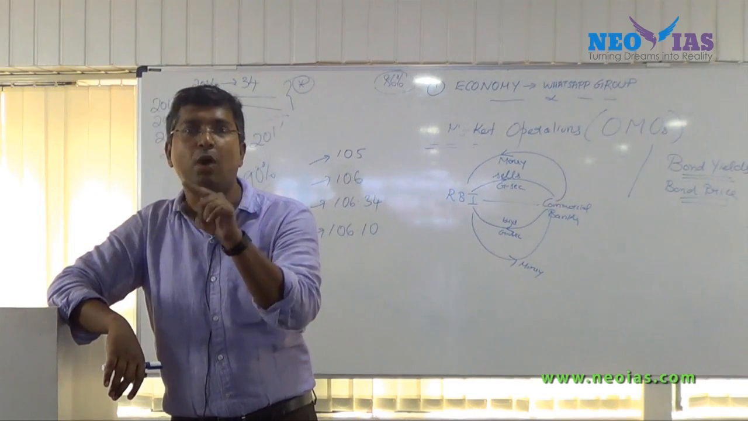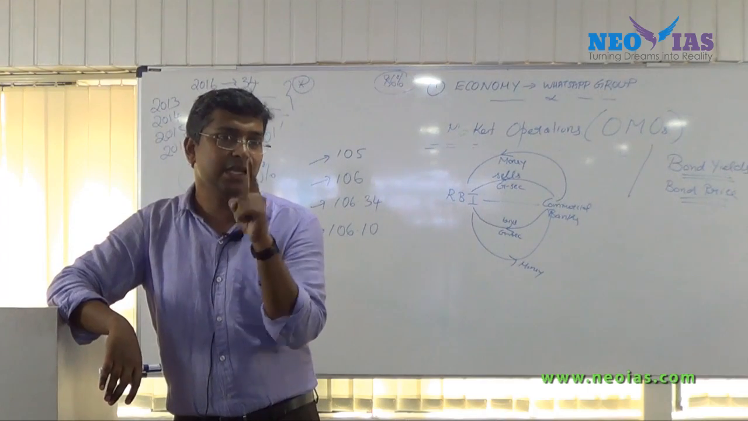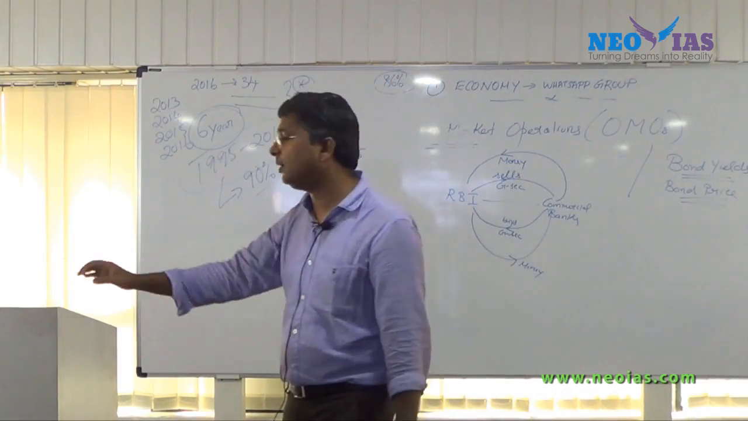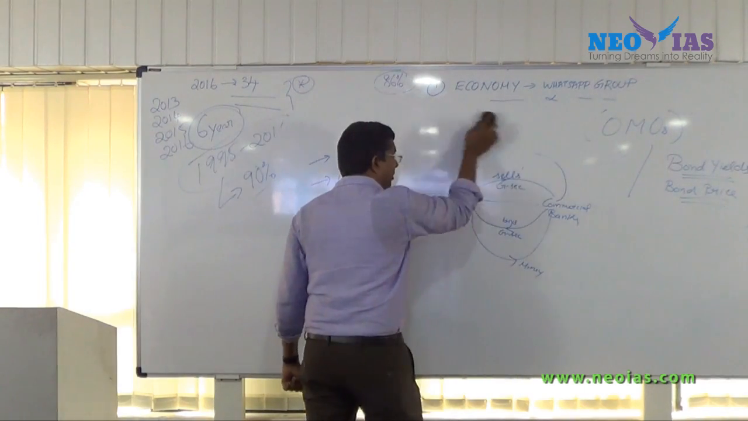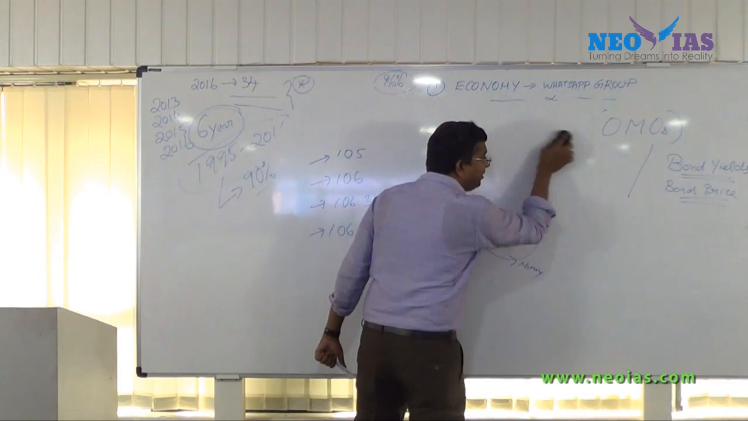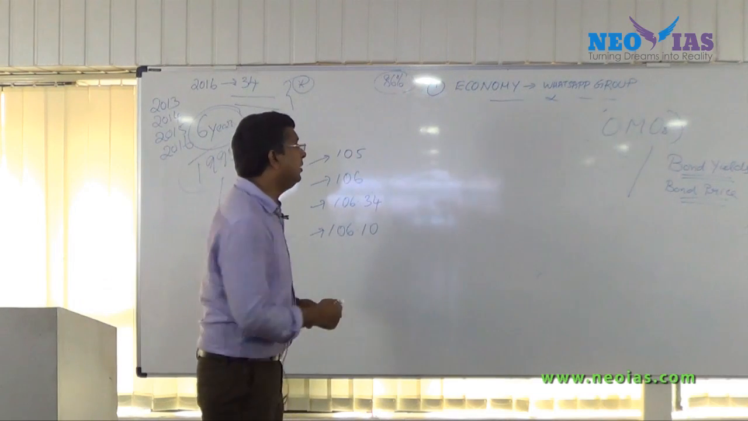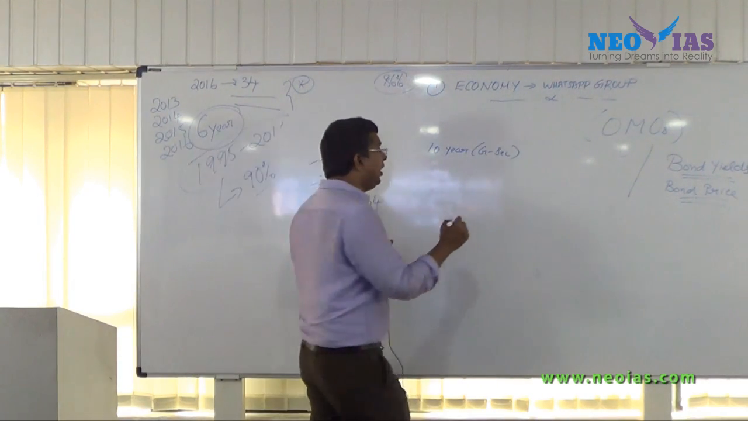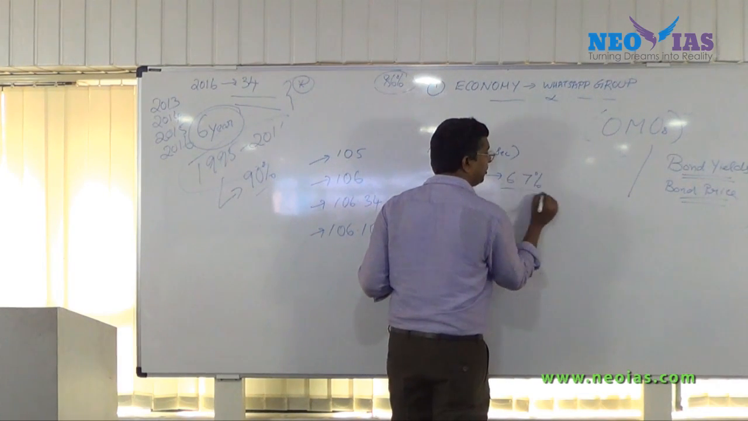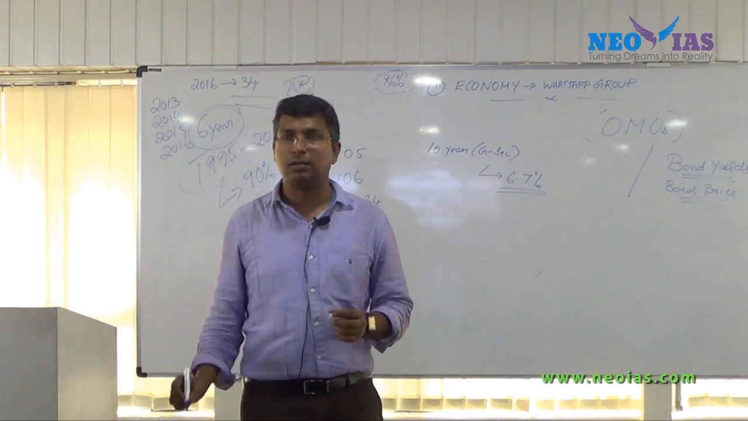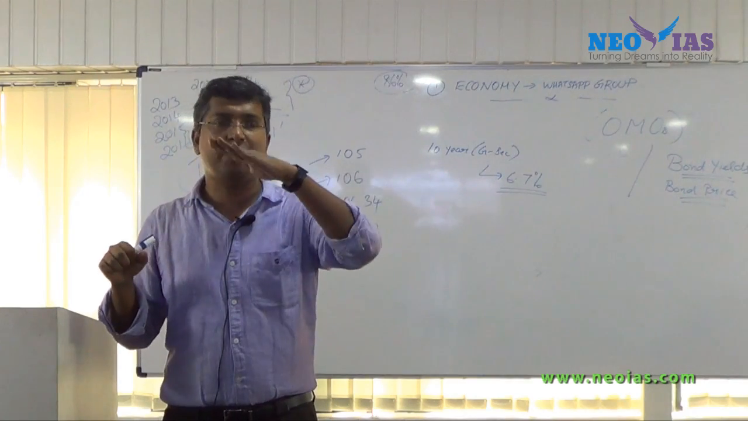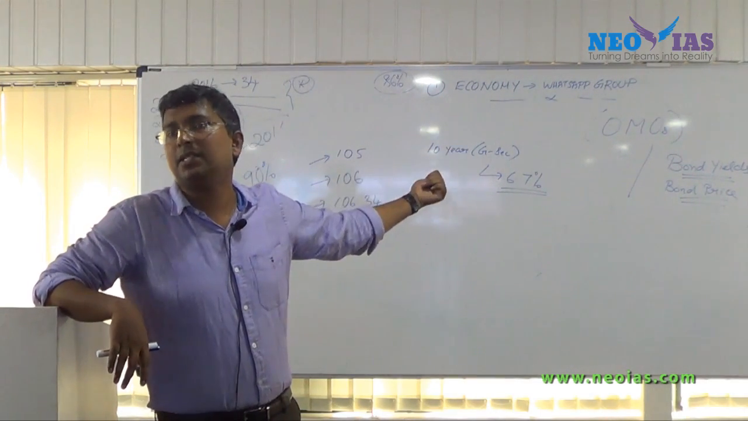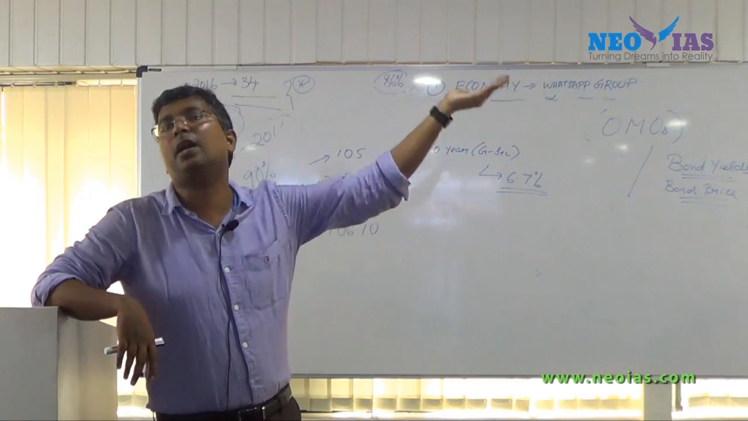Now there is a relation between bond price and bond yield, and this is very, very important. Every bond, when the government issues a bond, will mention an interest rate. Suppose this 10-year government security is issued for an interest rate of 6.7%. What does it mean? It means that every year, the person who purchased this 10-year government security will get that 6.7% interest, and after 10 years he will get the entire deposited amount.